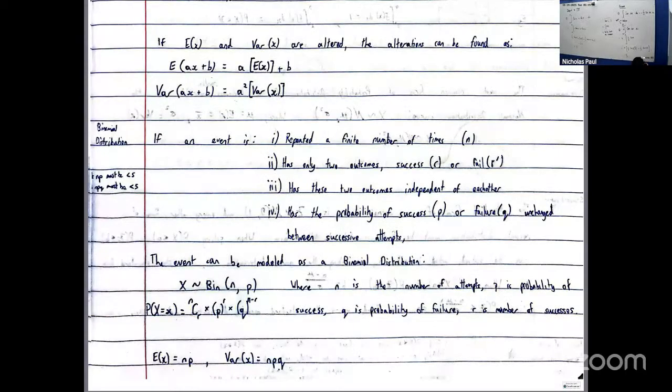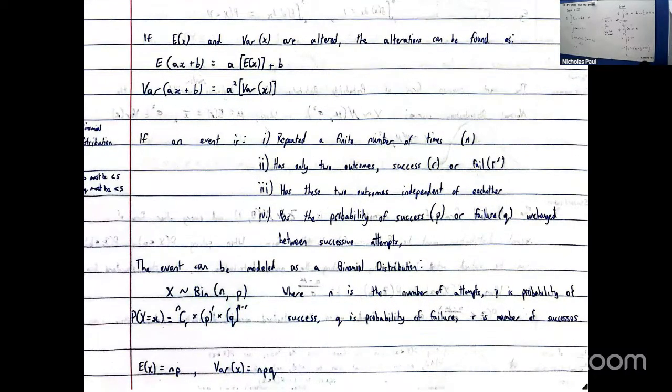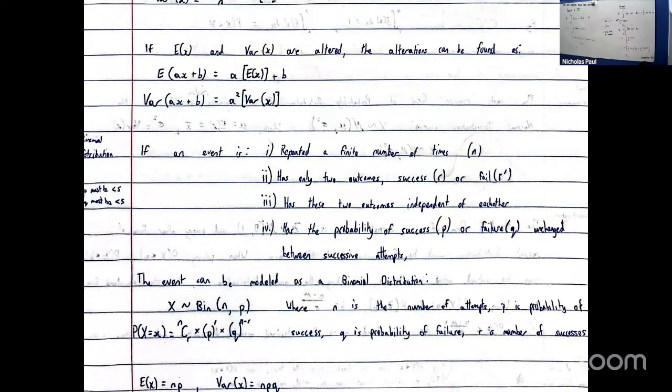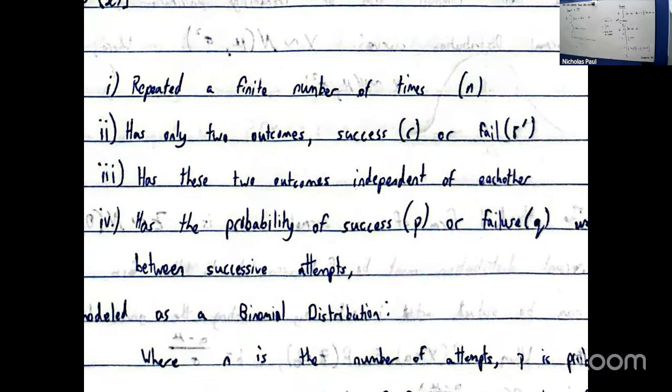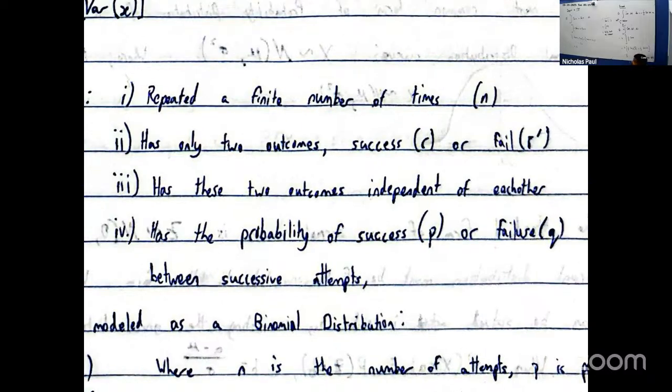Right. So if you look here, these are some of the things that you need to pay attention to. If you have an event and you recognize that it could be repeated a finite number of times, then that particular rule gives you an idea. There's a chance it could be binomial.